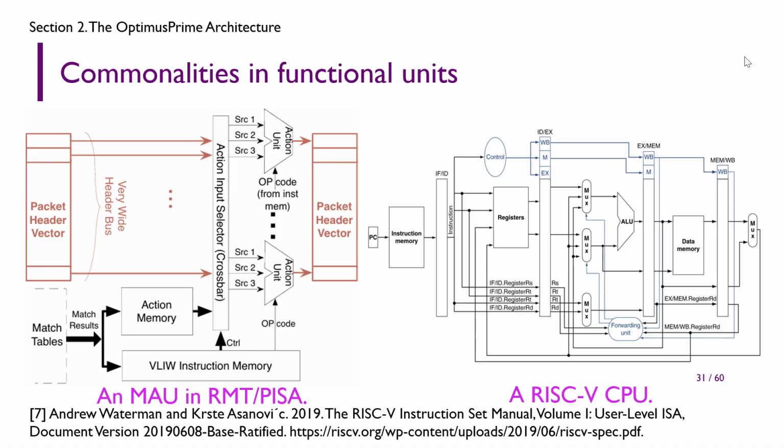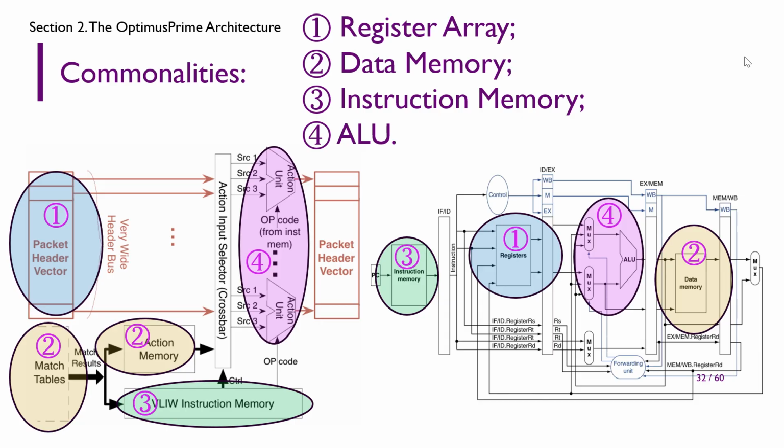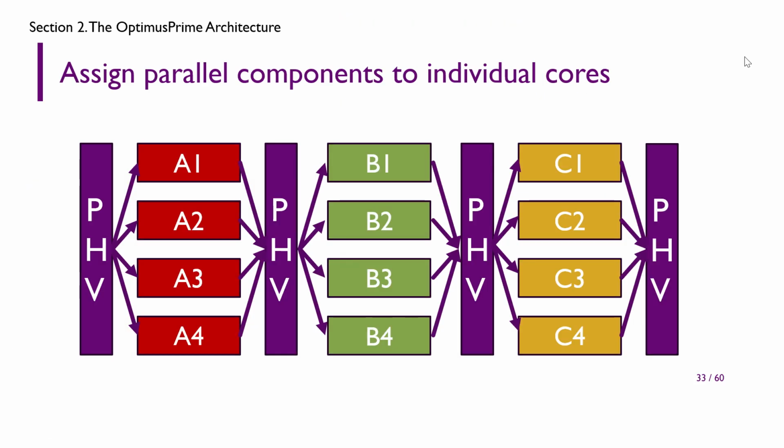On the left, there is a MAU or match action unit from RMT, and on the right, there is a RISC-V CPU with a 5-level pipeline. It can be seen that 4 functional units appear in both architectures. This allows us to achieve the transformability by rewiring these components.